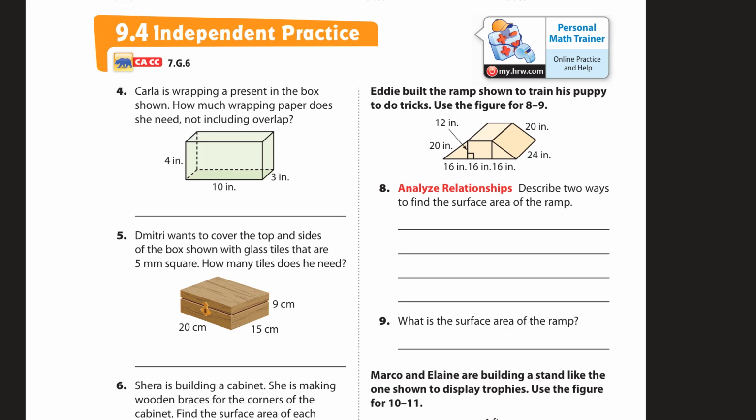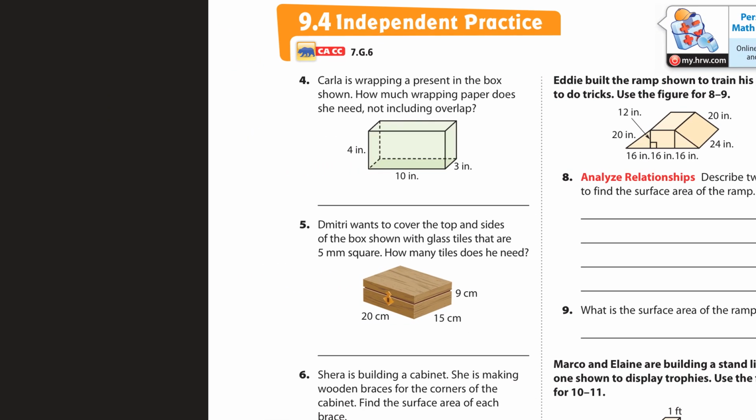We're talking about surface area here. And our first question is, Carla's wrapping a present in the box shown. How much wrapping paper does she need, not including overlap? This is the surface area. I think one way to do this is to count how many surfaces there are. There are 6 surfaces here.